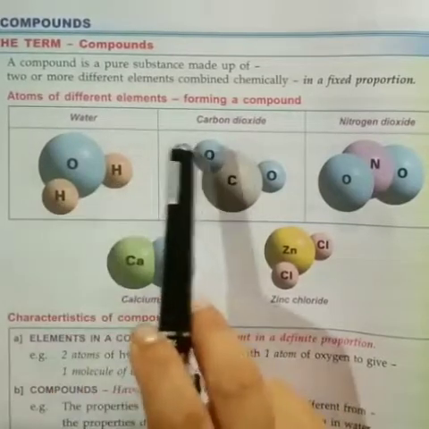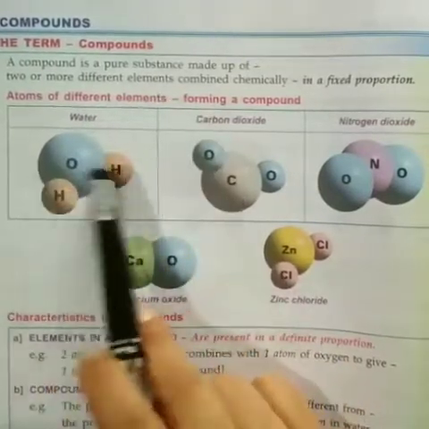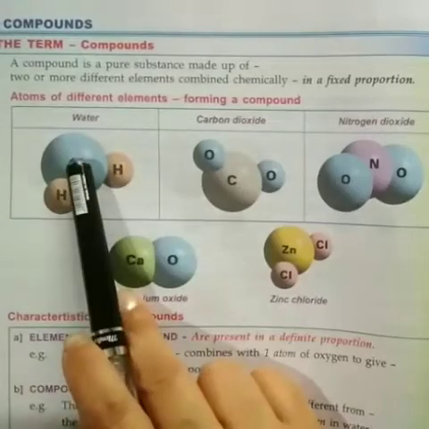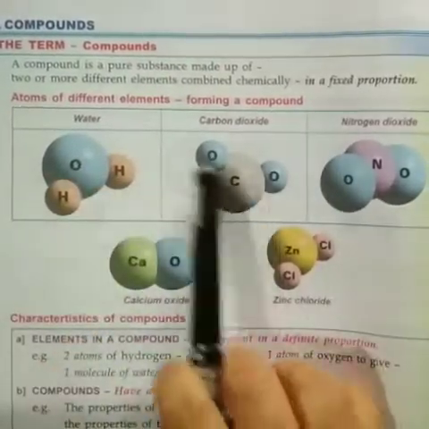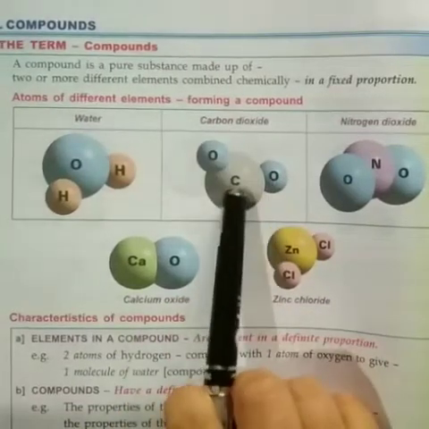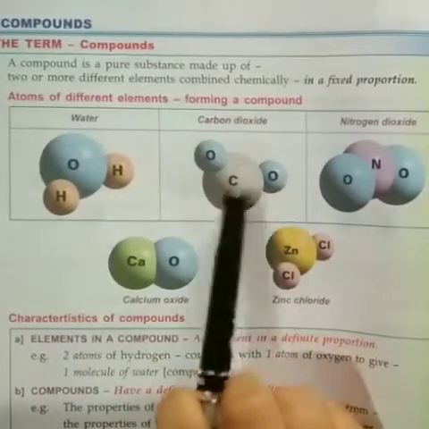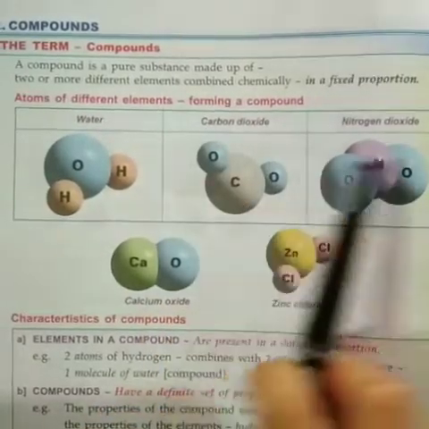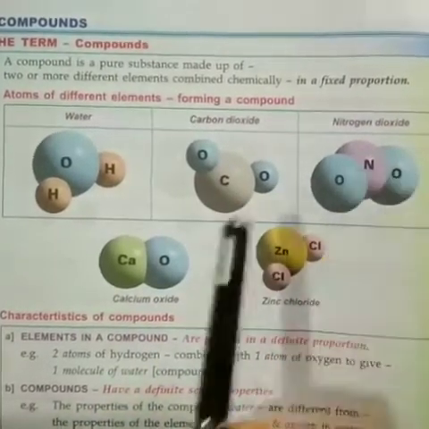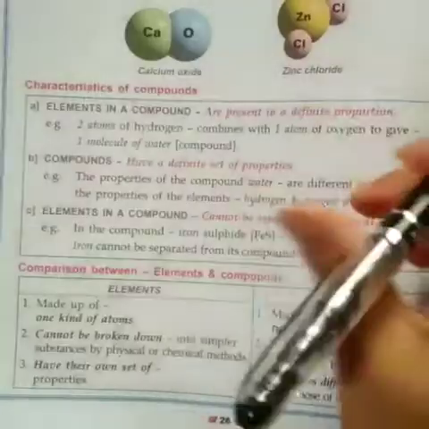H is a different element, O is a different element, and when their atoms combine, they form a molecule of a compound. Here also you can see CO2, carbon dioxide, made of carbon and oxygen. When their atoms combine, they form a molecule of carbon dioxide. Here nitrogen dioxide. Here you can see calcium oxide.